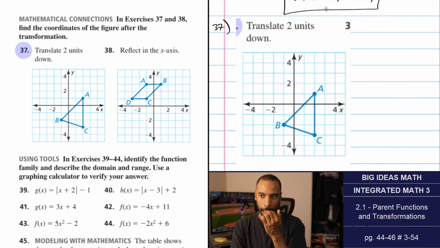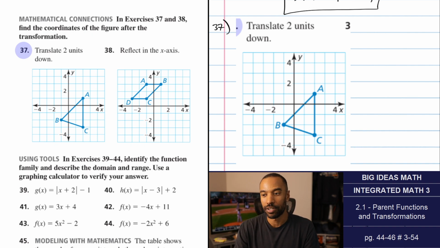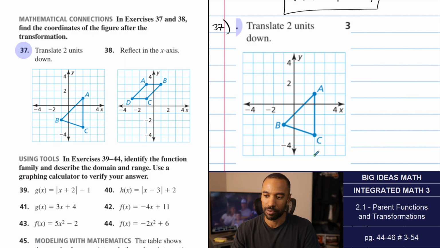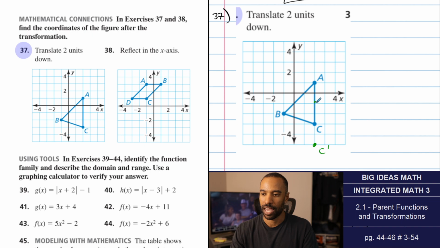So this is very IM1-like, and I'll even use prime notation on these things. So translate C 2 units down to get C prime. Translate A 2 units down to get A prime. Interesting questions here. Translate B 2 units down to get B prime. And now you have a new graph A prime, B prime, C prime that looks like this.